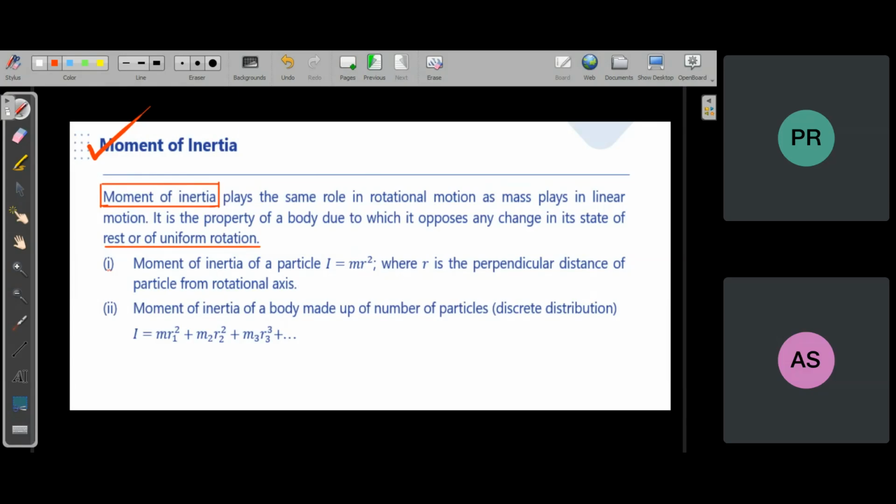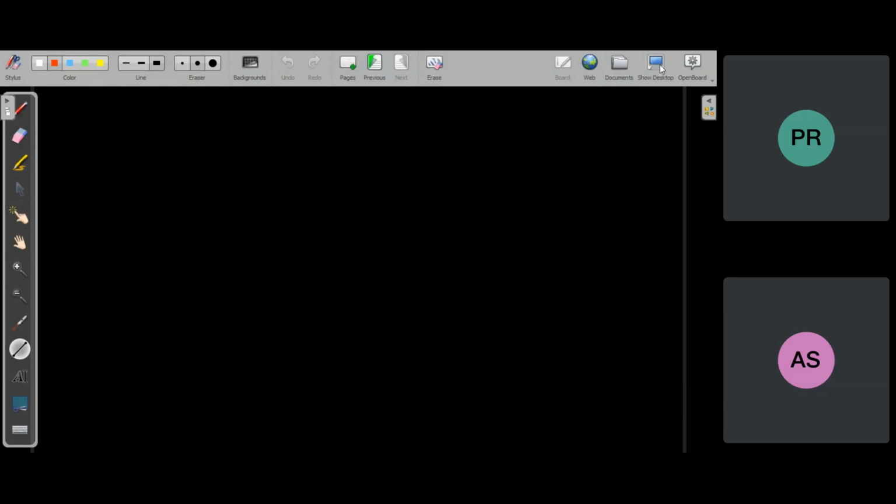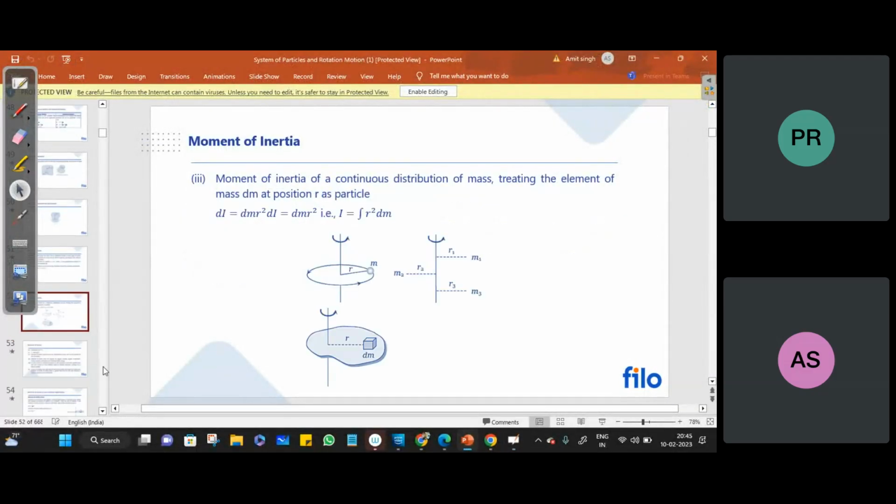Now let's come to moment of inertia. So try to relate it with inertia. In translational motion, we already studied that inertia was a concept given by Galileo. So inertia depends on mass, but here you can see that moment of inertia depends on mass as well as the perpendicular distance of the mass from the axis of rotation. Here you can see this diagram.